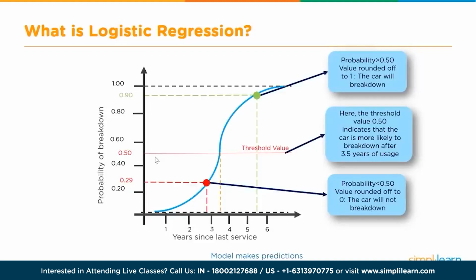So there has to be a threshold. For example, 0.5 can be the threshold in this case. Any value of the probability below 0.5 is considered to be 0 and any value above 0.5 is considered to be 1. So an output of, let's say, 0.8 will mean that the car will break down. That is considered as an output of 1, and an output of 0.29 is considered as 0, which means that the car will not break down. So that's the way logistic regression works.